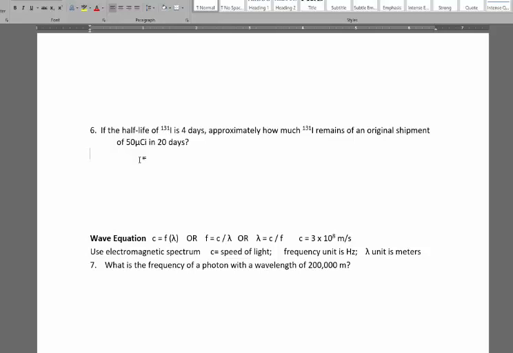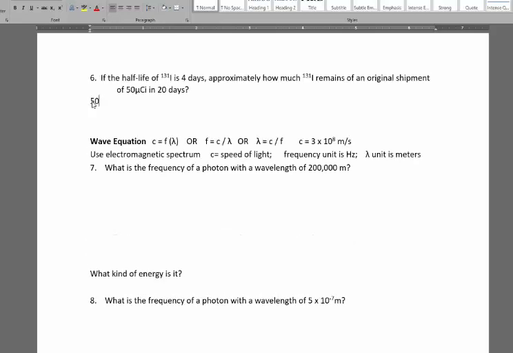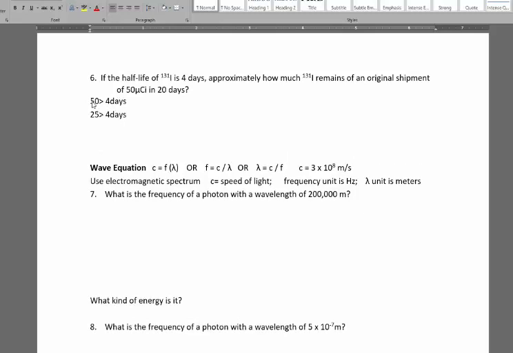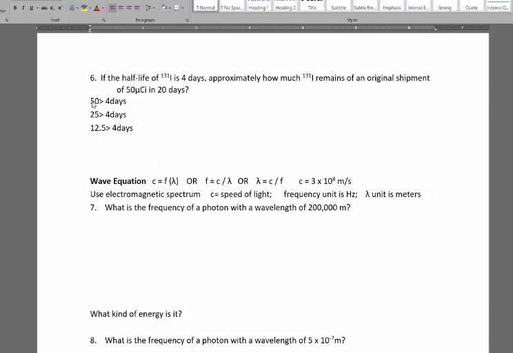So here's kind of an opposite one. If the half-life of iodine is 4 days, approximately how much iodine remains of an original shipment of 50 microcuries in 20 days? So original shipment is 50 microcuries. After 4 days have passed, we're going to have 25. After another 4 days, we'll have 12.5. Remember, we're wanting to know how much in 20 days. After 4 more days, we have 6.25.